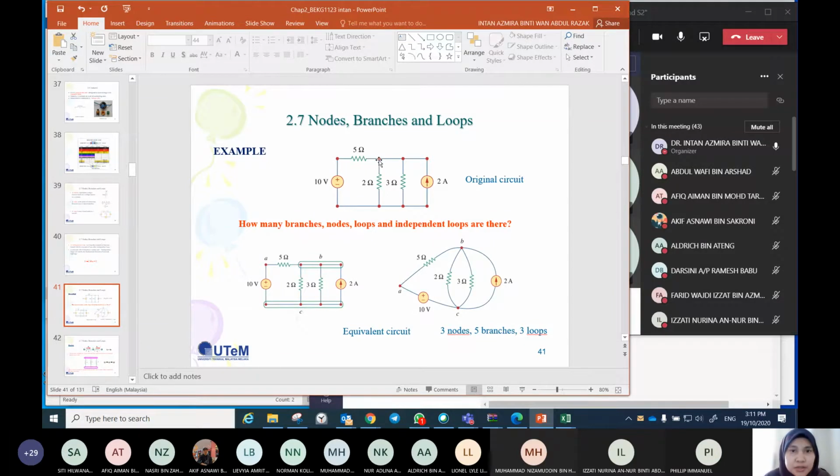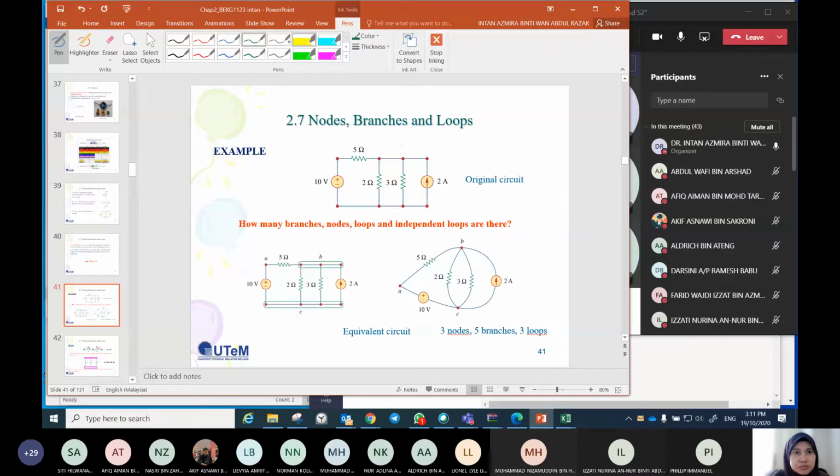Okay, but we can jump. We can jump this node to be one node. So this one is B. Same goes for the bottom nodes. We can jump them together and make it one node only. So one node, two nodes, and three nodes here. So only three nodes.